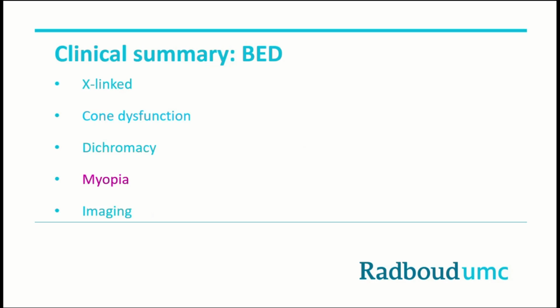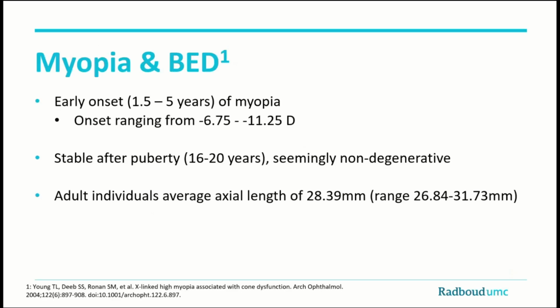How about myopia in Bornholm eye disease? From studies, we know that myopia is already seen in these cases by the age of, let's say, 1 year to 5 years. So when they're diagnosed with myopia, they have a dioptric refraction of about -7 to -11 at this young age already. It appears that it's stable after puberty, and what's also described in literature is that their retinal disease appears to be non-degenerative. So it appears to be stable.